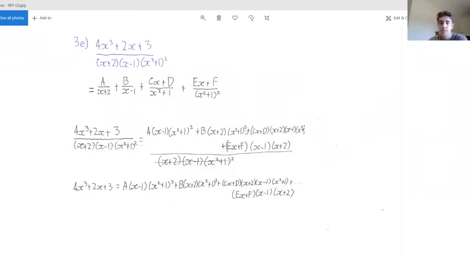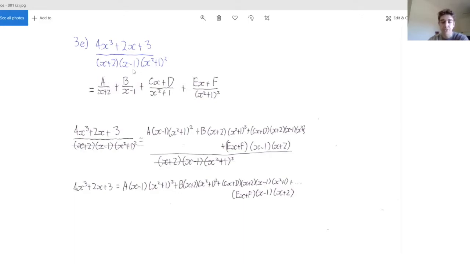Hello, my name is Lachlan and I'll be presenting question 3 part E for this week's tutorial. So for this question, it involves finding the partial fraction decomposition for this expression here. So the first thing we can see is it is a proper fraction, so there is no need for long division, just because we know the highest power of x is x cubed on top, while on the bottom, if we expanded it, it'd be x to the power of 6. So we can just go straight into the partial fraction decomposition.